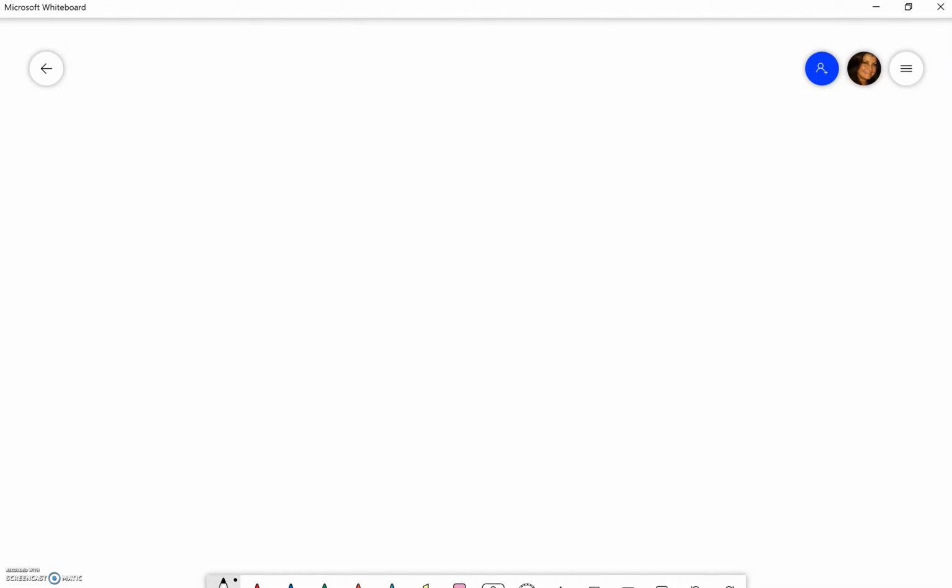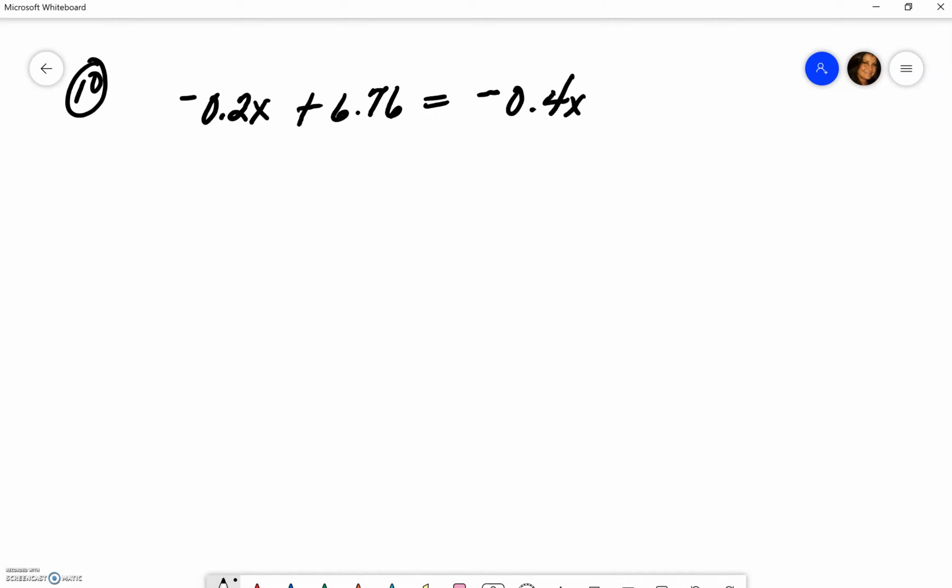All right, so number 10. So we have 2 problems to go. So number 10, we have a, let me write that, number 10. So we have a negative 0.2x plus 6.76 equals, we have a negative 0.4x plus 1.96.